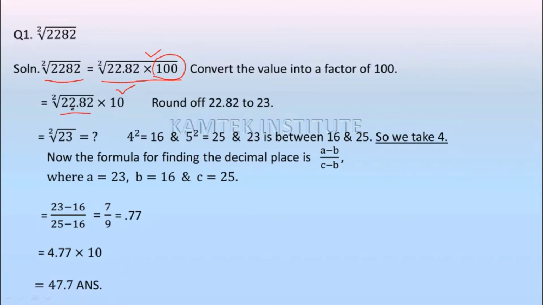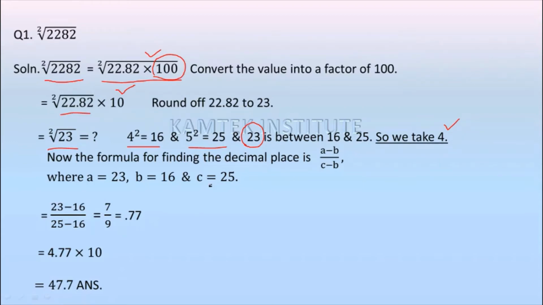Now rounding off this number 22.82, it becomes 23. So we have to find the square root of the number 23. If you remember, square of 4 is 16 and 5 square is 25. And this number 23 is somewhere between 16 and 25. So that means the answer to this question is 4 point something. 4 is the whole number, but what are the numbers in the decimal place? We have to find that out.